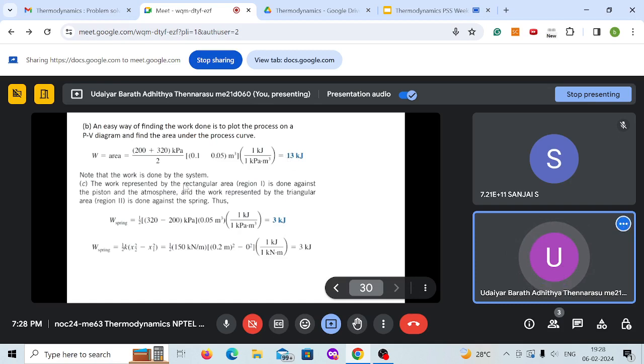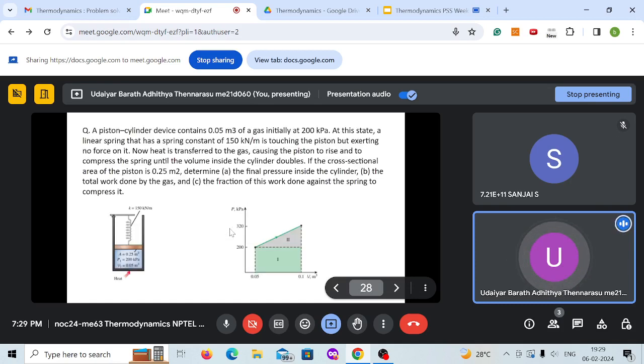Now the work done on the spring, you can calculate by half k times x2 square minus x1 square, the potential energy in the spring. You know x2, you know x1, so x2 minus x1 you know. Initially x1 is 0 and x2 is 0.2, so 0.2 meter is the displacement. Substituting that, half into 150 kilonewton per meter, so k, and into x, 0.2 square. This will come out to be 3 kilojoules.